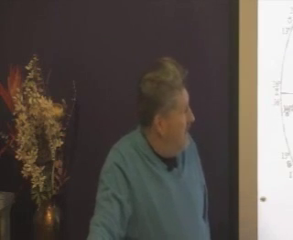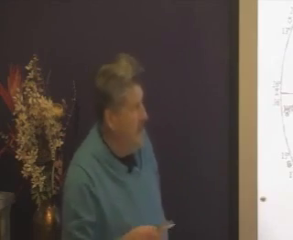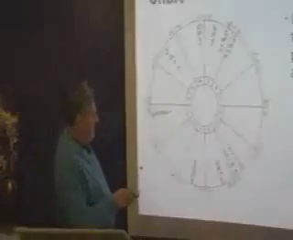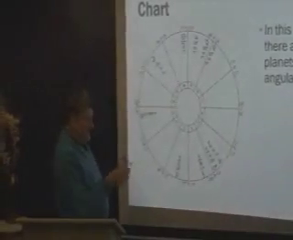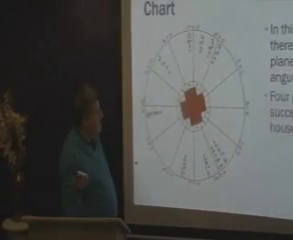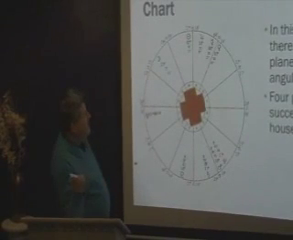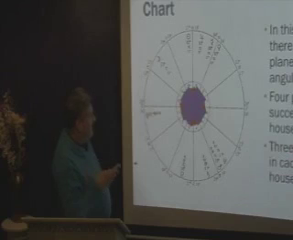So, if we look at this chart for power, 3 planets are angular: houses number 1, 4, and 10. There are 4 planets in succedent houses. These are houses 5, 8, 11. Also 2, but there's no planets there.